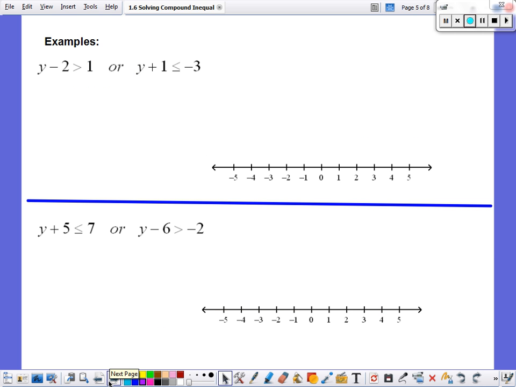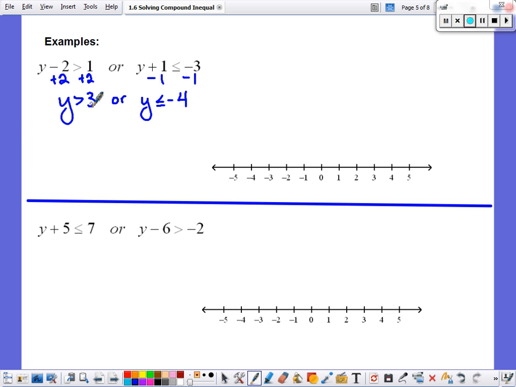Taking a look at a couple more examples of ors, I'm going to work through these fairly quickly, so you can rewind if you need to. On this one, I need to get y by itself, so I'm going to add 2. So isolating the variable we get this. It has the word or. This one I subtract 1 to get the y by itself. I don't need to flip anything because I didn't multiply or divide by a negative.